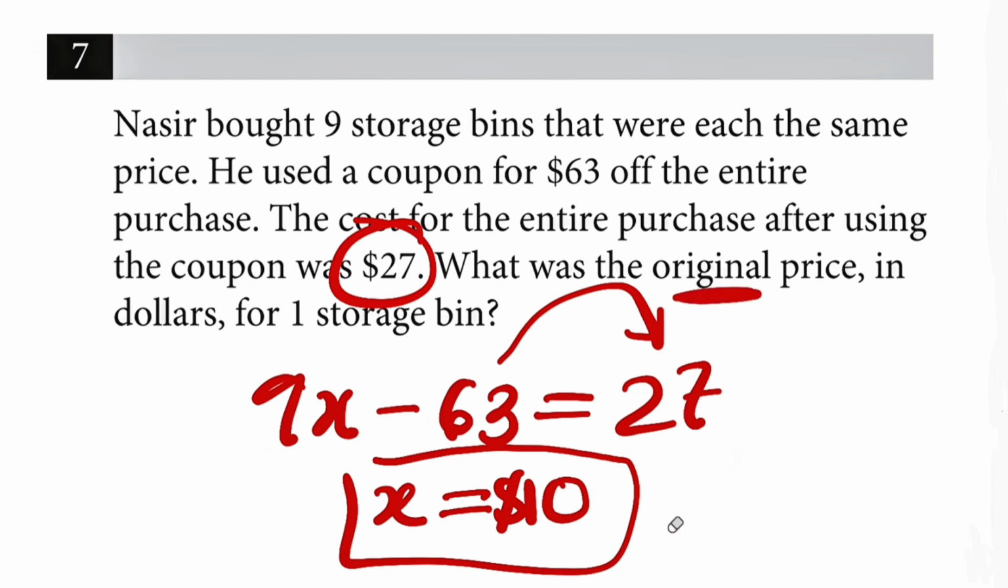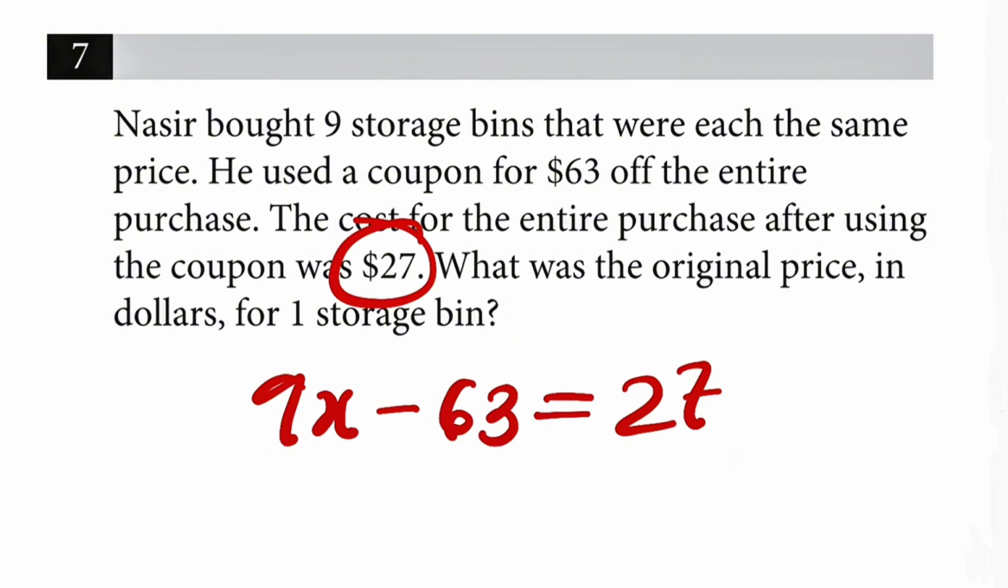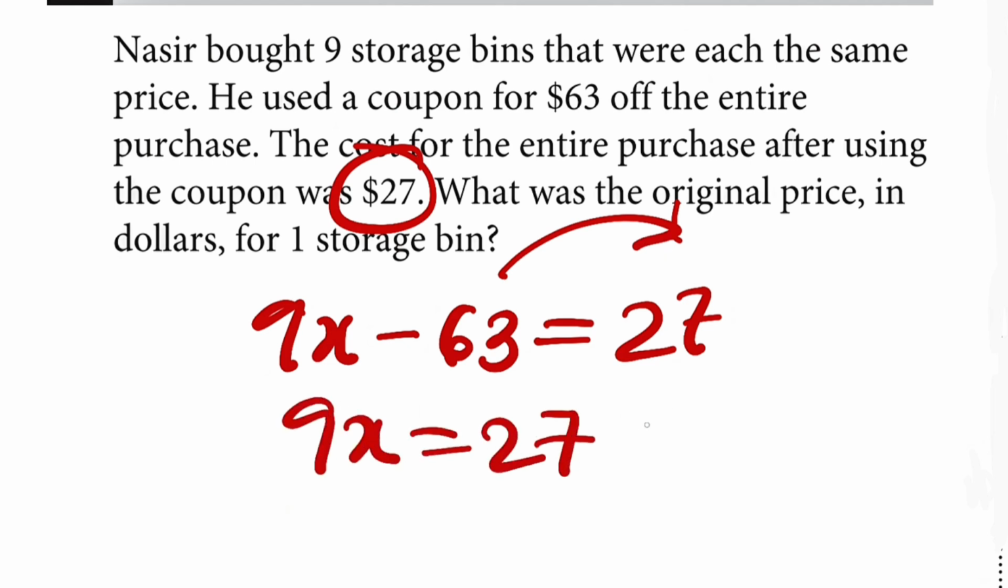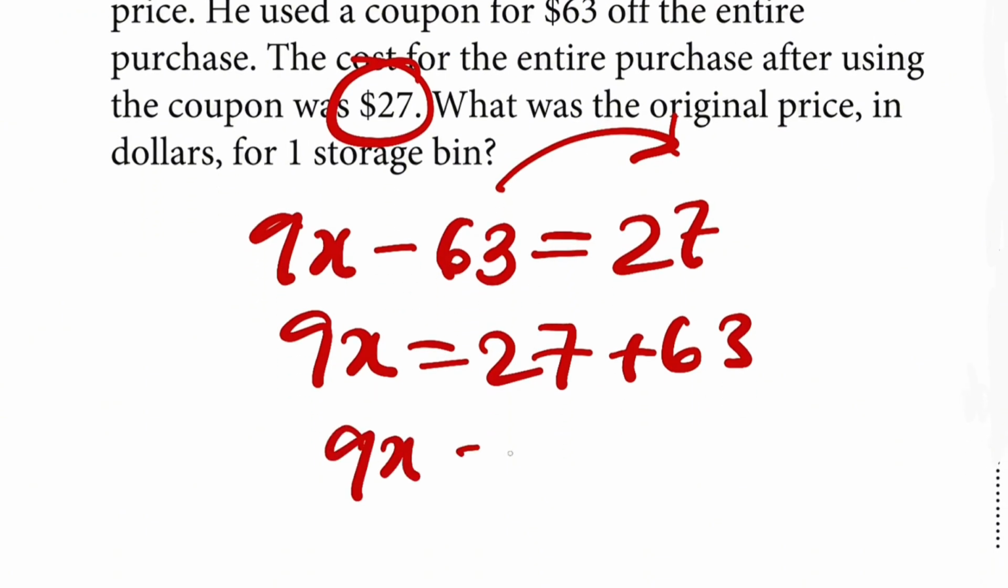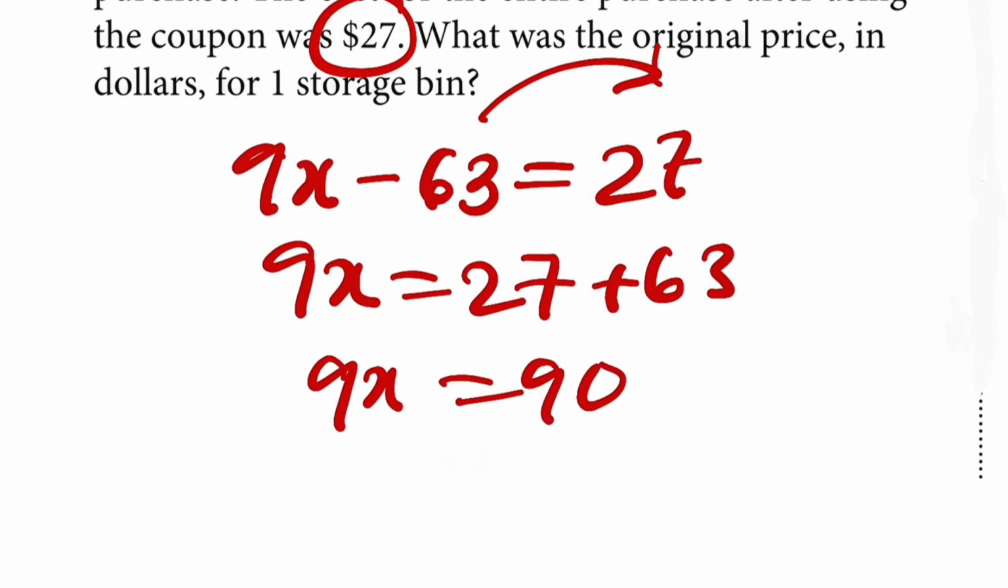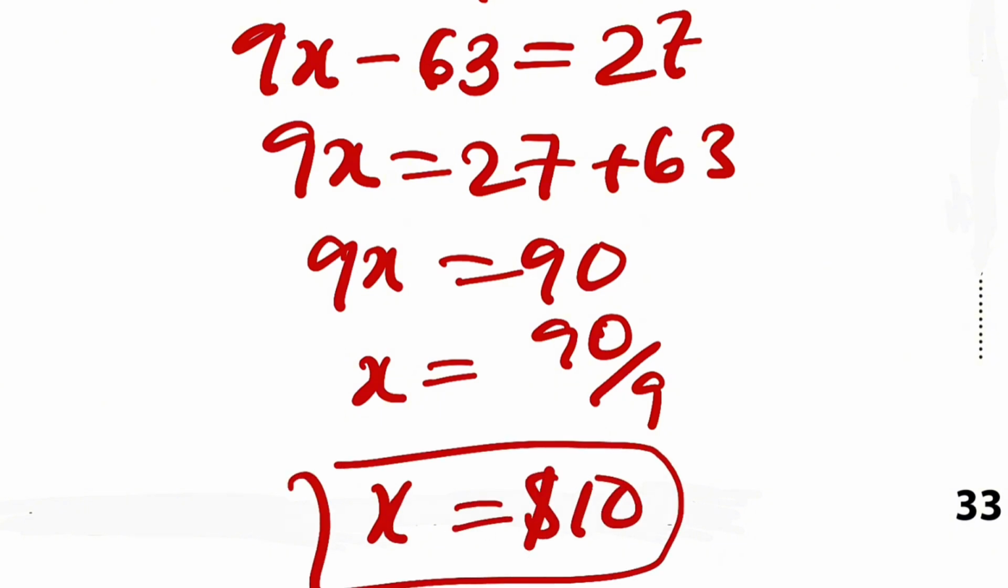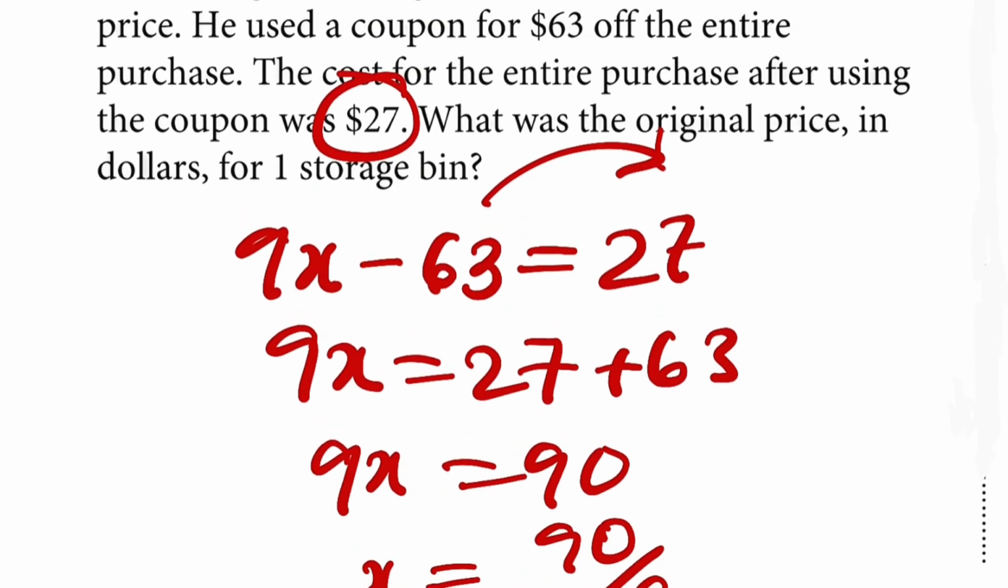But I know some of you might ask questions here, so let me show you. This is how you should solve it mentally. After taking this one to the right, the sign will change. You have 27 plus 63, which is equal to 90, right? This is 90. And because you are looking for X, you divide both sides by 9. This is 90 divided by 9, which is equal to 10 in dollars. So every single bin costs $10 without discount.